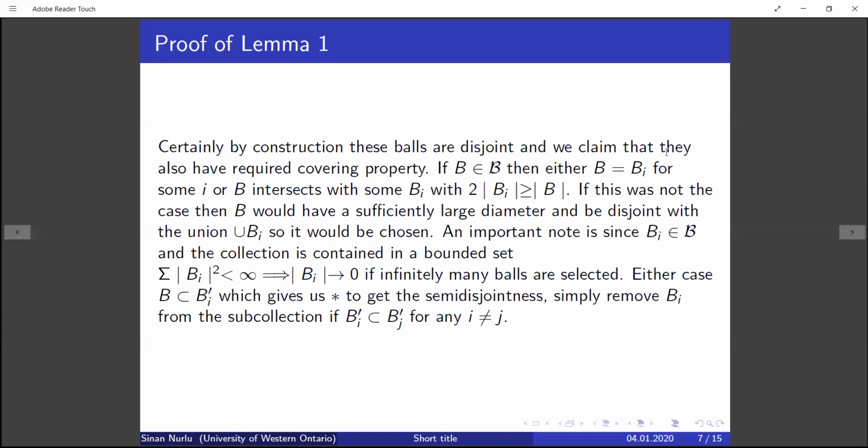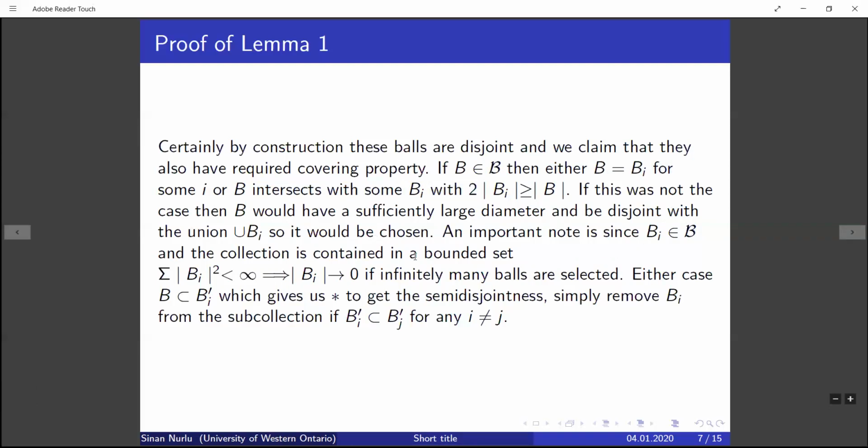The second property is if B is in subscript B, then either B is in our subcollection or B intersects with some Bi with 2 times the diameter of Bi larger than the diameter of B. This is also true, because if it was not the case, since we're exhausting our collection B, subscript B, by choosing these Bs, if this does not hold, then B is a viable candidate for our subcollection, and we would simply add B to our subcollection. So every B is either in our subcollection or intersects some Bi with 2 times the diameter of Bi larger than or equal to the diameter of B.